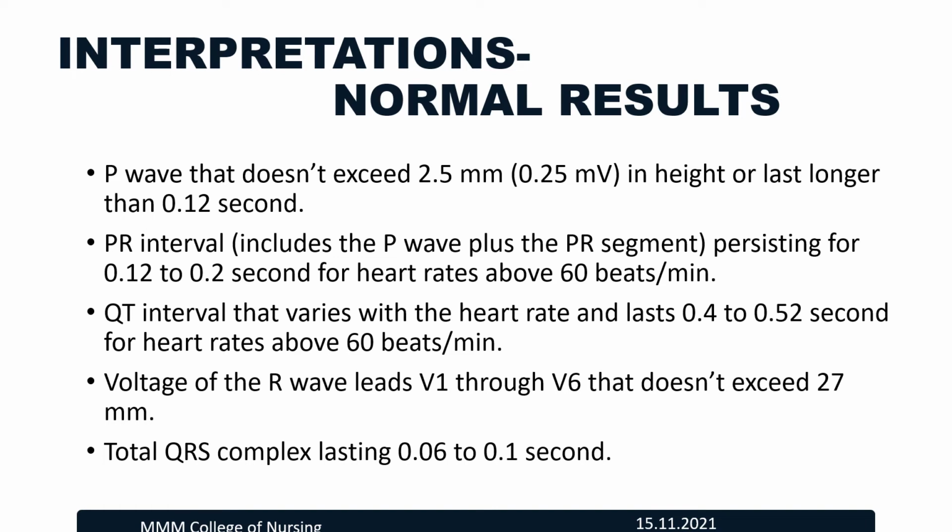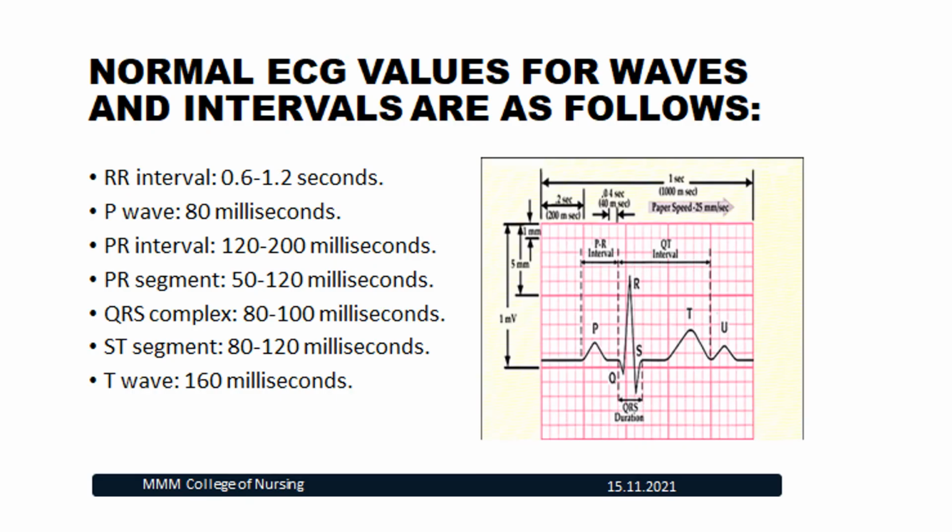Total QRS complex lasts 0.06 to 0.1 second. Other intervals are as follows: RR interval 0.6 to 1.2 seconds. These are all the values you must remember. We have to learn this, of course.